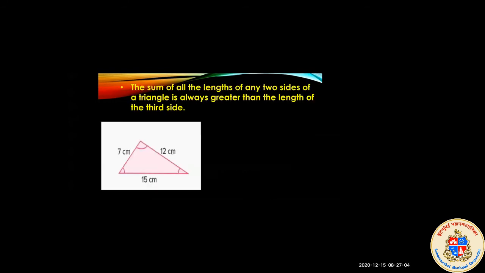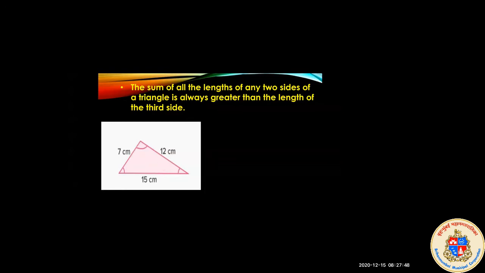Now we will see the second property. The second property is that the sum of the lengths of any two sides of a triangle is always greater than the length of the third side. Here, see what is written: the sum of the lengths means the addition of any two sides of a triangle. The addition of two sides is always greater than the third side.